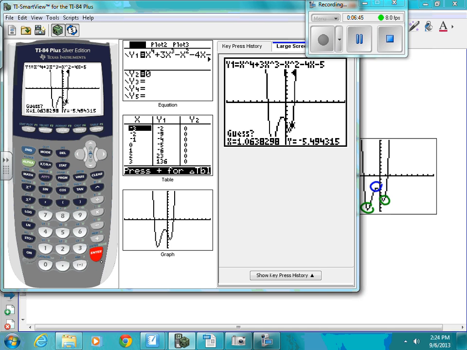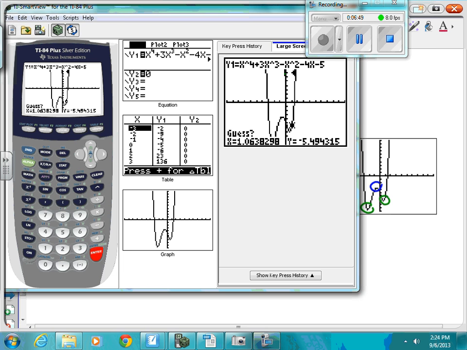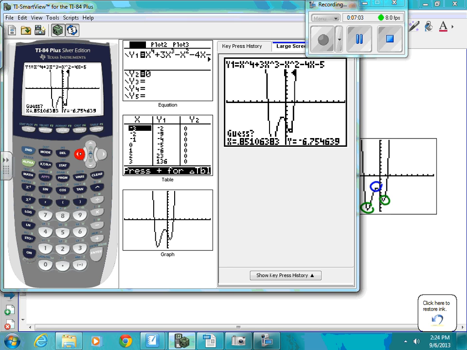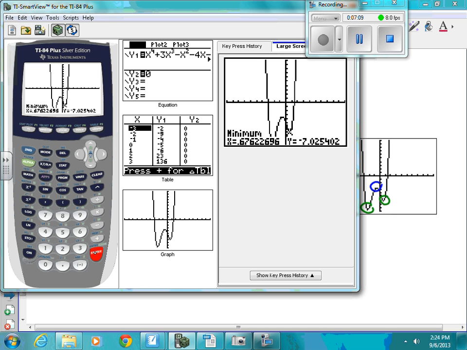You notice that the 2 arrows up at the top are pointing at each other, indicating look between these 2 arrows. So now we do a guess. Just get somewhat close to where the minimum point is. And it tells us we get a minimum of 0.676 and negative 7.02.